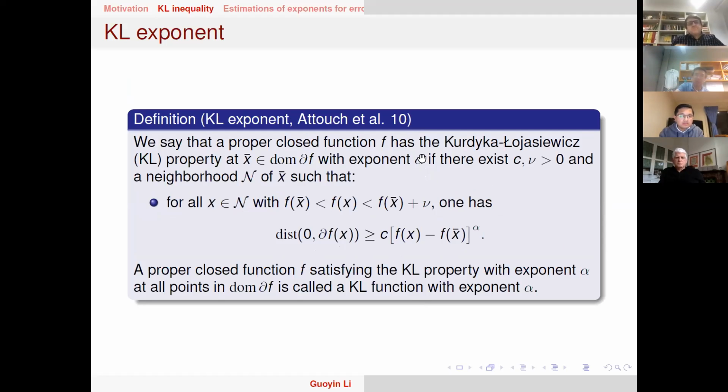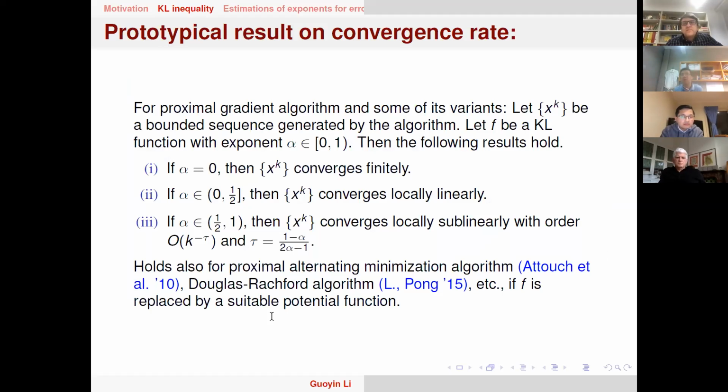And if the function has this property with exponent alpha at any point in the domain of the subdifferential, we just say it's a KL function with exponent alpha. Once you have this, this is the typical result you will see in the literature.